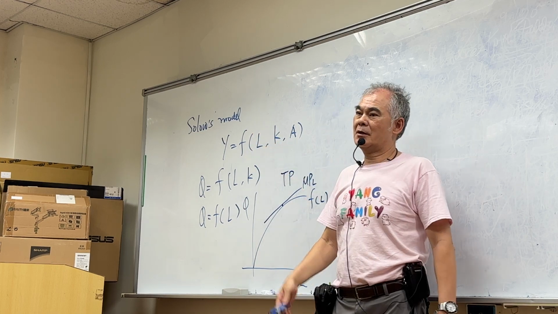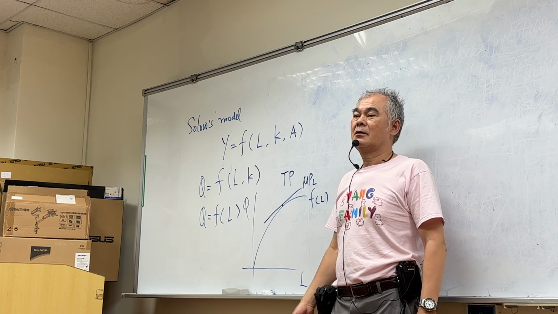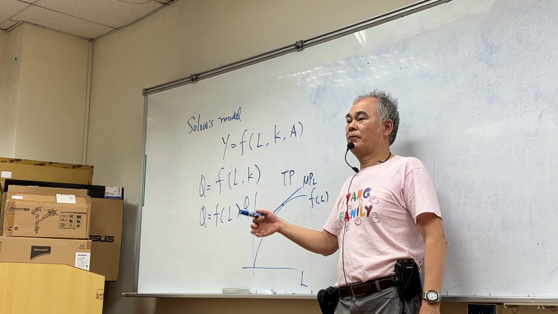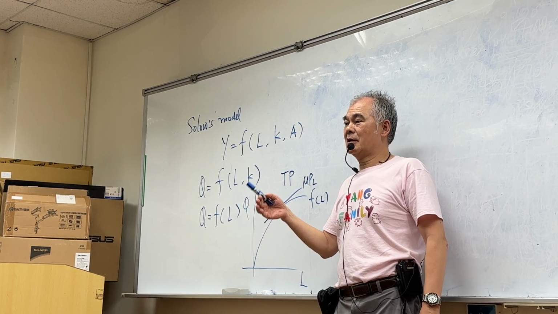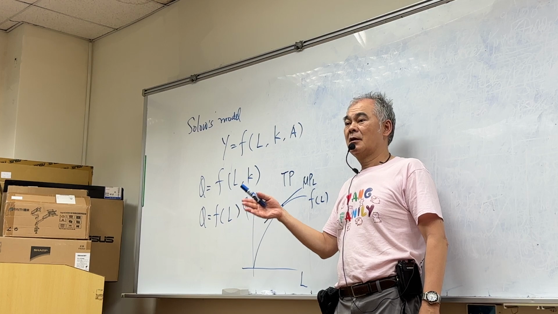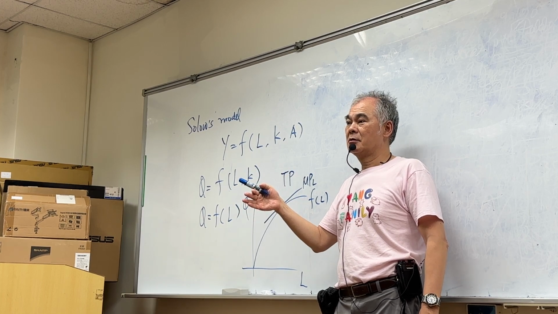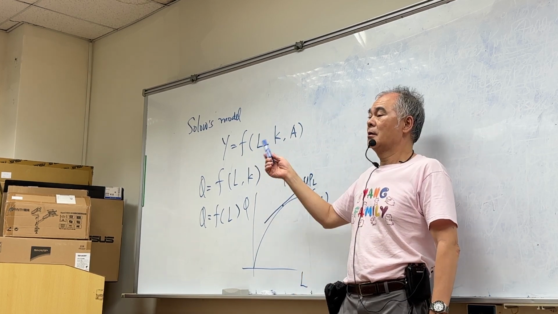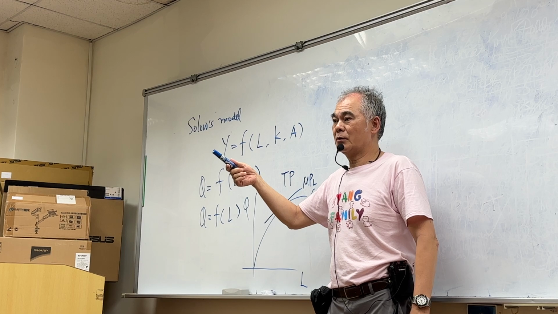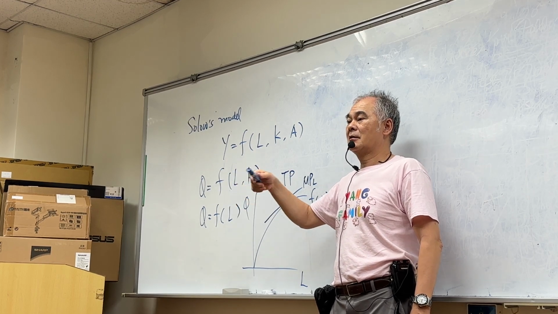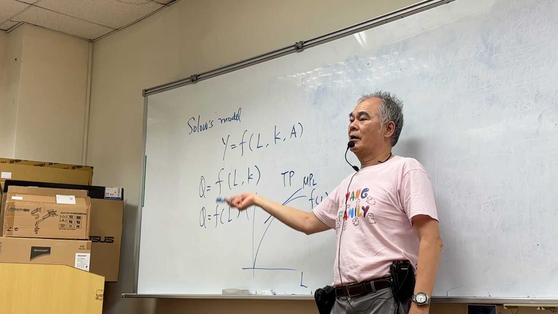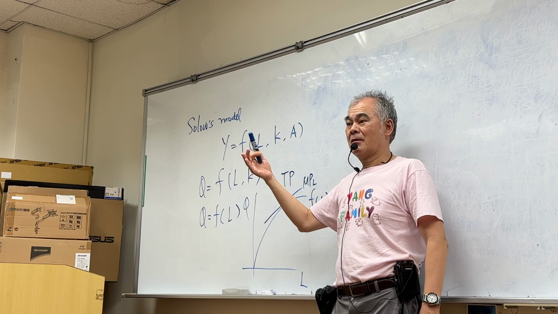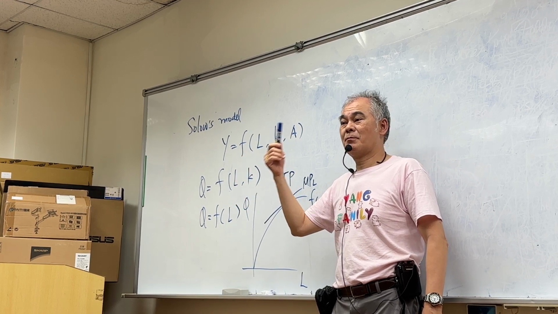What about A? This is a technical factor. What does that mean? It means you have better technology. For example, now you can see a lot of people are using AI in their production, and this is not shown in L. In the 1990s we had the internet, and the internet brought a lot of productivity growth. Then in the 21st century, we had the cellular phone, the smartphone.